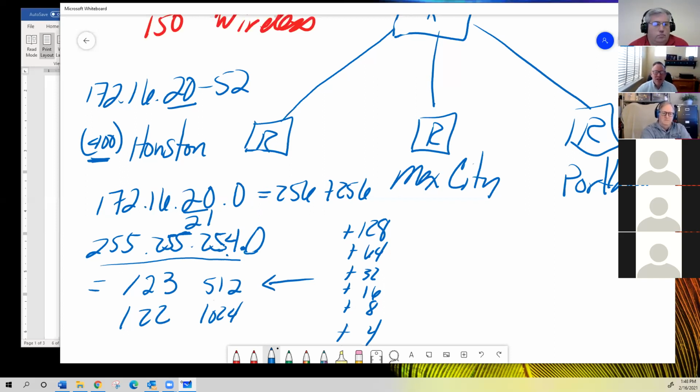So now I'm using the 20 net and the 21 net. So those two networks, the 20 and 21 net, that's giving me this 512. That's giving me the 512 here, with this mask. The mask says 254.0. That means the router says, oh, you need 512 addresses, so I'm going to give you the 20 and the 21 net.